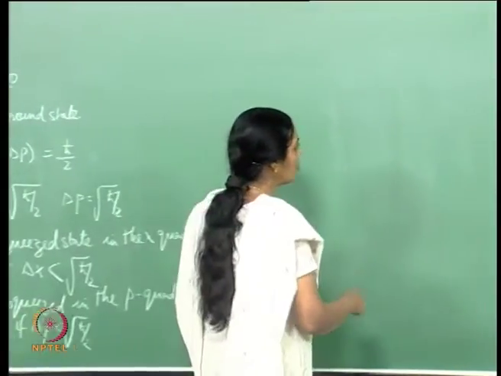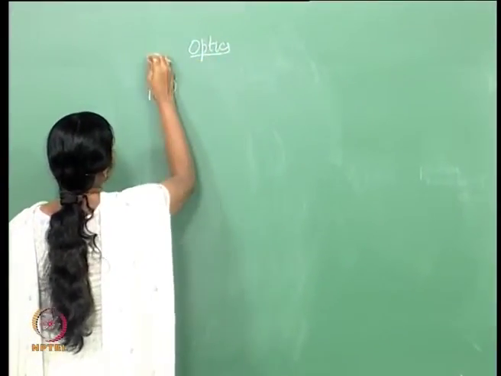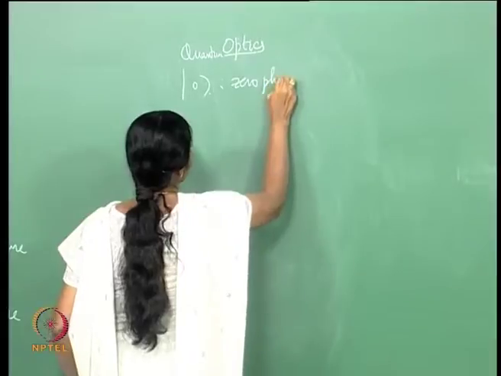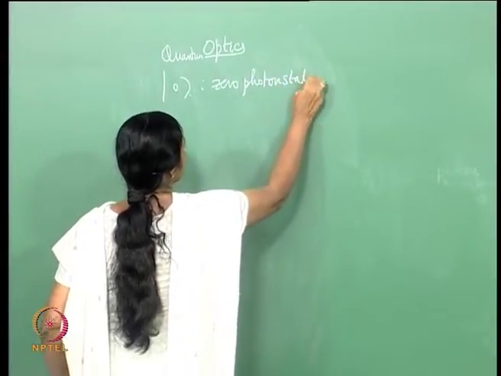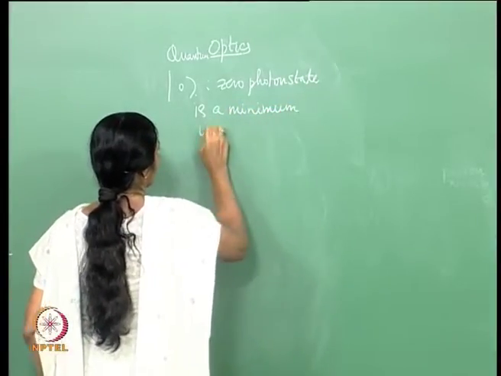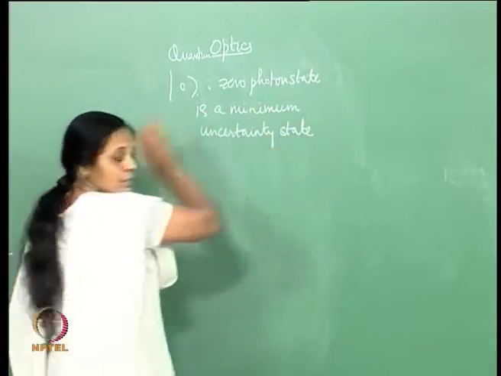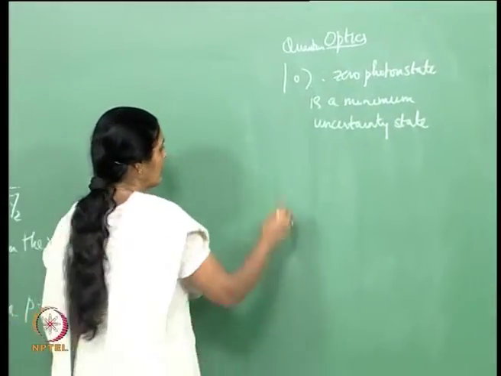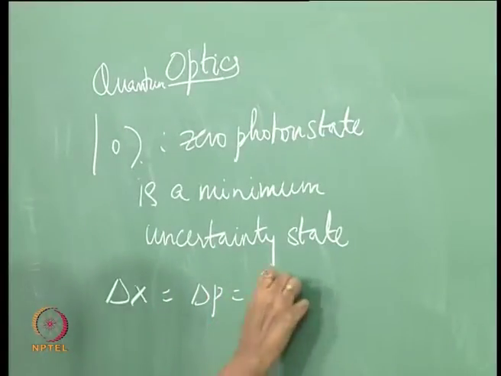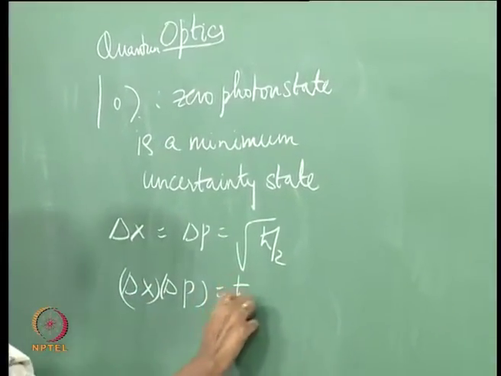So, first of all, without much ado, we can say that in the case of quantum optics, the zero photon state is a minimum uncertainty state. We have already established this in the case of the oscillator, and all that we have done is a mapping from that problem to this problem. So, in the zero photon state, certainly delta x is equal to delta p is equal to root of h cross by 2, and delta x delta p is equal to h cross by 2.